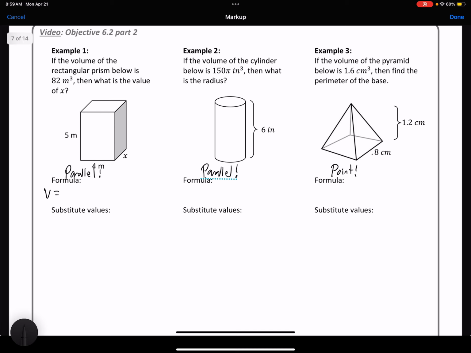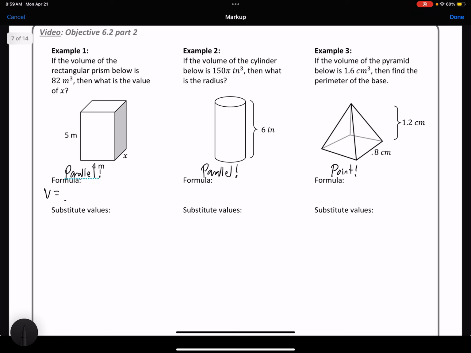So what we're trying to do is figure out if the volume of the prism below is 82 meters cubed, then what is the value of x? And x is this third dimension right here. Well, all we do is we plug in the formula. We use whether it's a parallel or point solid to decide what the formula is, plug those things in, and then solve the equation. So the volume, since this is a parallel solid, we are not going to use 1/3.